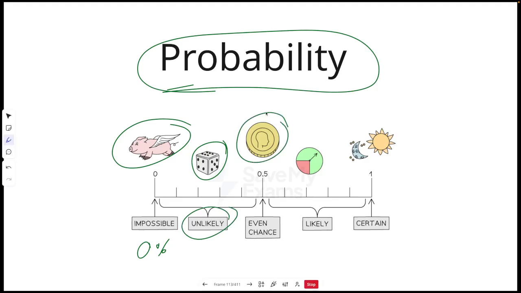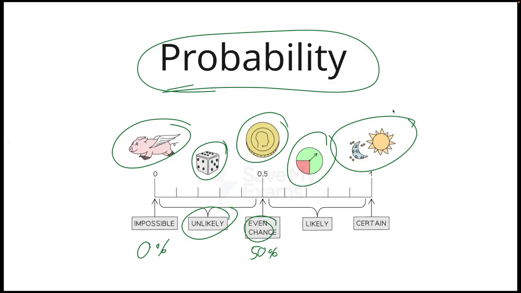For a coin flip, they call this an even chance because it should be 50-50. It should be a 50% chance of going one way or the other. For the spinner here, what's the chance of it landing on green if you spin it? Well, it should be pretty likely because there's more green than red. And then the sun rising and the moon rising at night, this is certain. It has a 100% possibility.